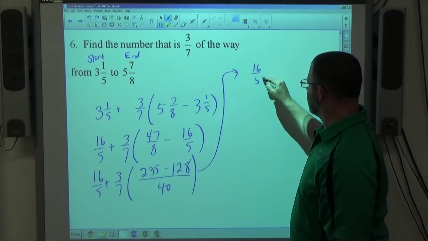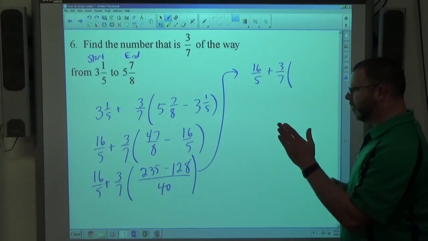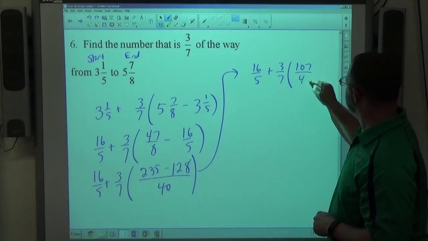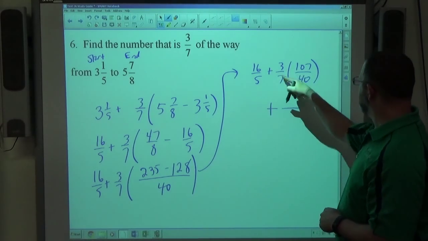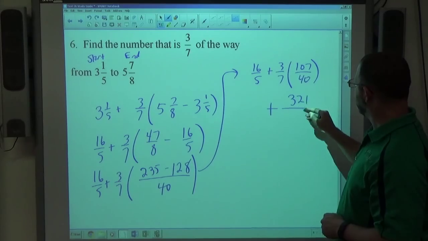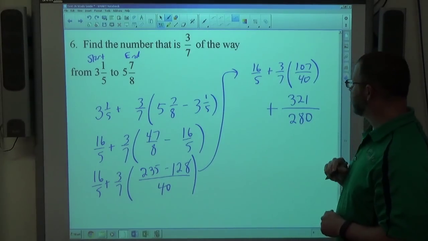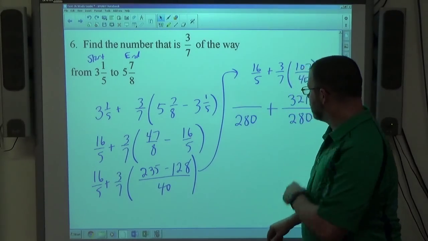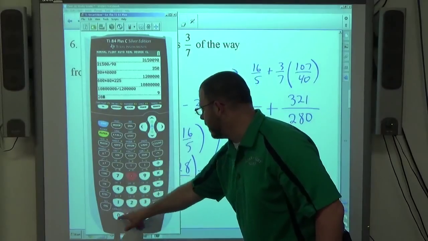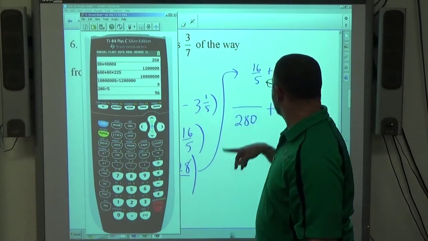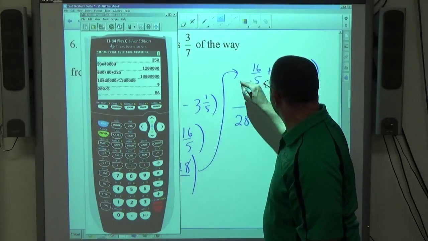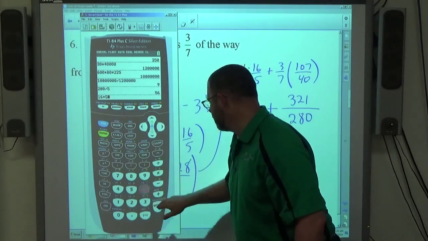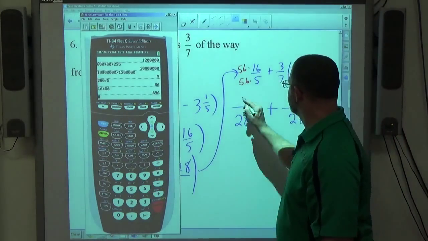So I get 16/5 plus 3/7 times. All right, 235 minus 128 is 107. So if I multiply these, I'm going to get 321 over 280. And this is 16/5. I need it to be over 280 also. So what I have to ask myself is, what times 5 makes 280? If I don't know that, 280 divided by 5, 56. So times 56 here to make my 280, so times 56 on top. So 16 times 56 on top comes out to 896.